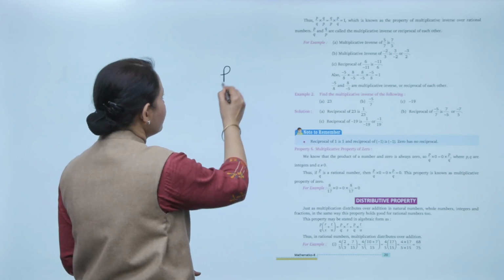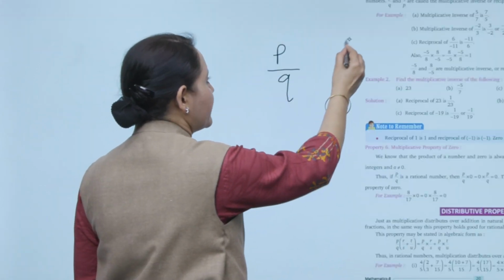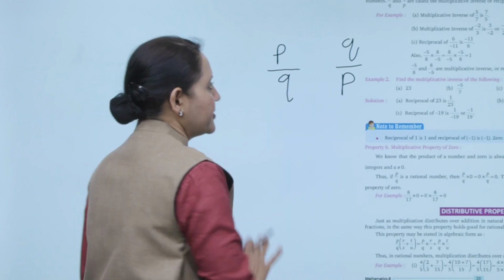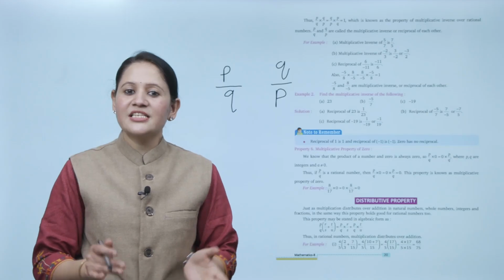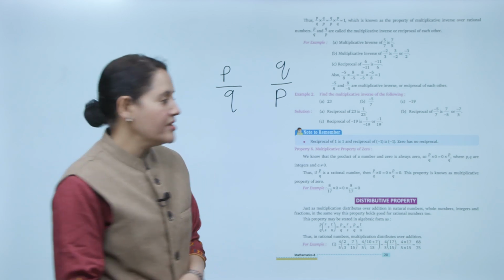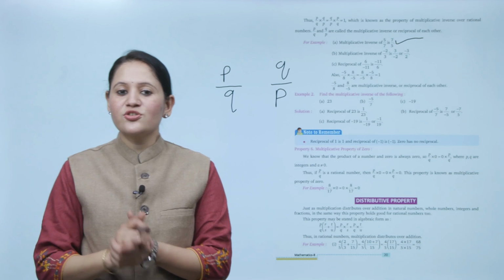P upon Q का multiplicative inverse क्या हो जाएगा? The denominator will become the numerator and numerator will become the denominator. That is the multiplicative inverse or inverse. For example, multiplicative inverse of 5 upon 7 is 7 upon 5. Next is note to remember.